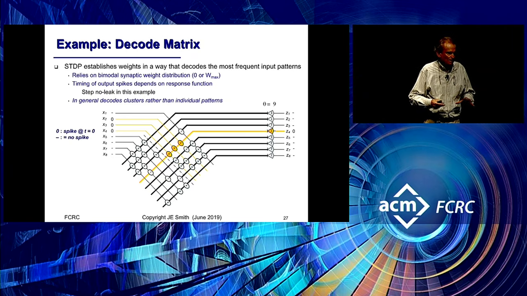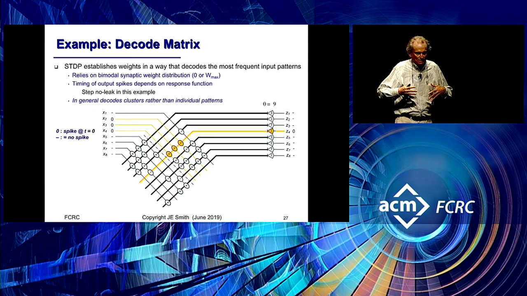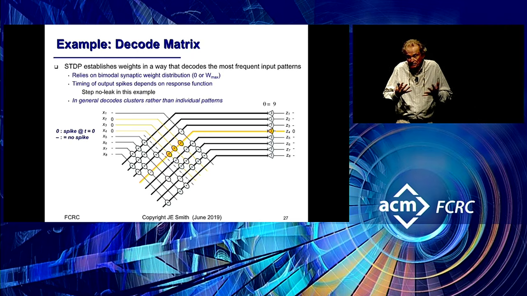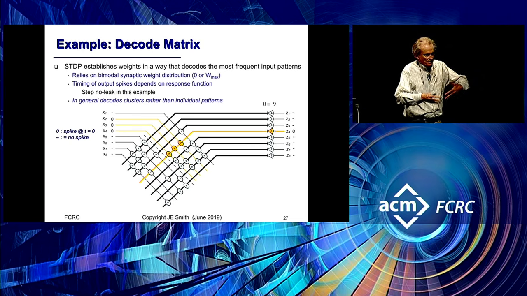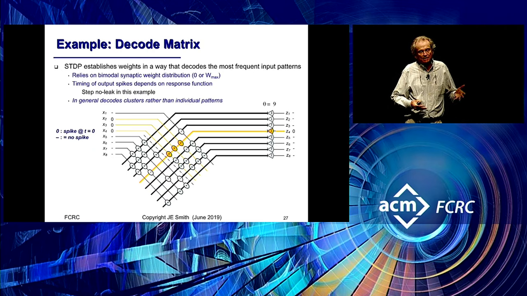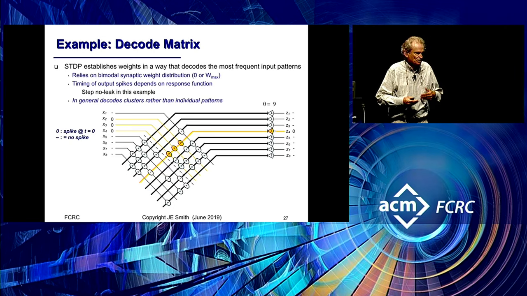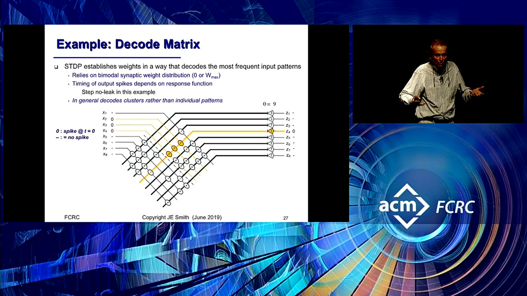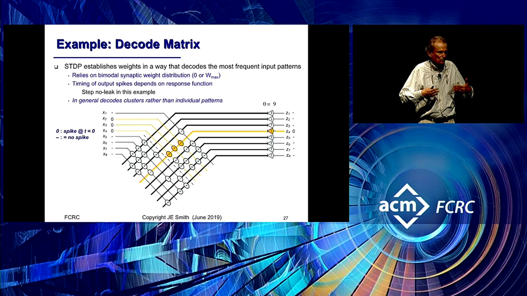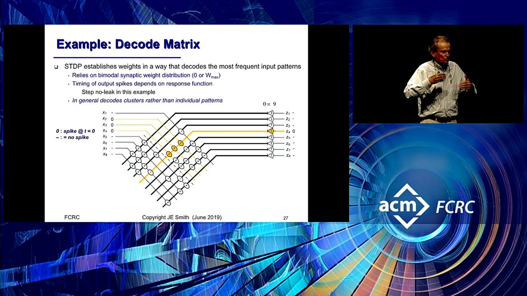There's no spike. When you apply patterns to this thing, STDP will magically configure the cross points into a decode array in such a way that the most frequent patterns will be decoded, and the less frequent patterns won't. In this case, let's assume it's already been trained or has proceeded into training. When I apply the three spikes on inputs 2, 3, and 4, they match three maximally weighted synapses, and in this simple example I'm using the step no leak. So I've removed time from the equation for simplicity. With step no leak, their total weight will be 12, so they'll lift the potential to 12. The threshold is 9. You'll get an output spike, and because it's step and no leak, it'll happen at time zero.